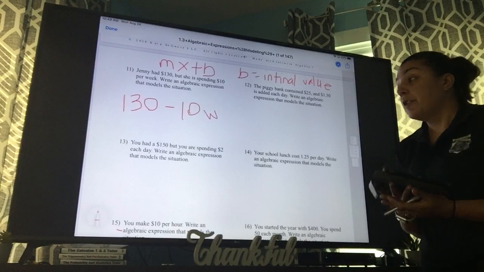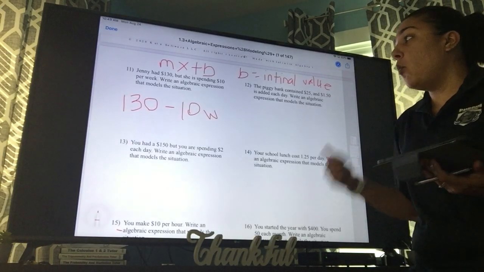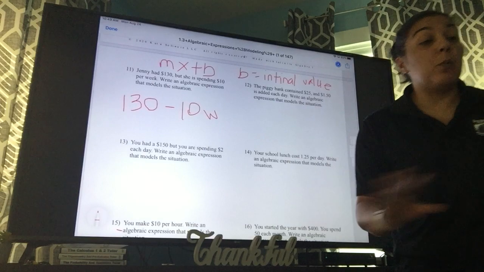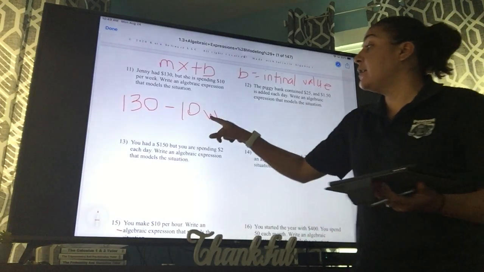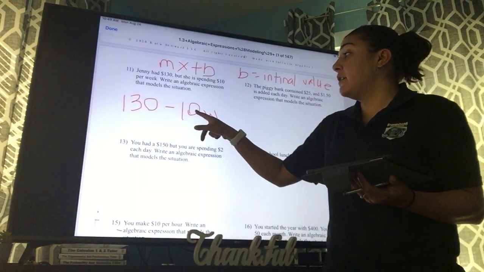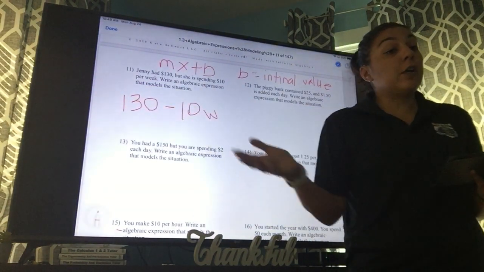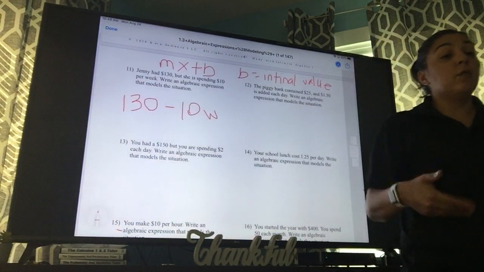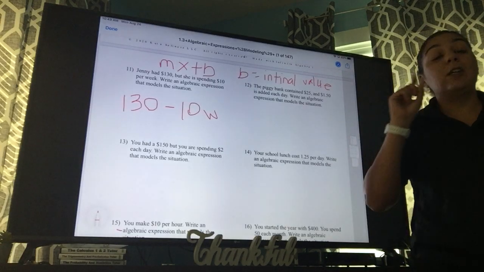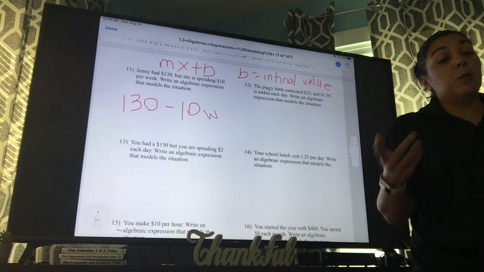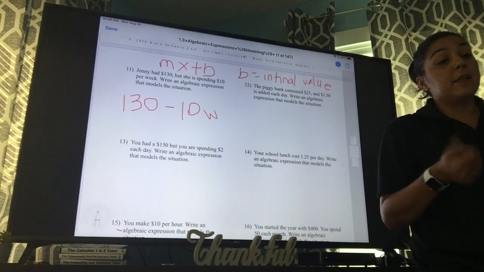So if I looked at week 0, before she spent any money, and I put in 0 here, 10 times 0 is 0. 130 minus 0 is 130, which works out, right? We know that she started with $130, okay? And we know after week 1 she would have spent $10, okay?